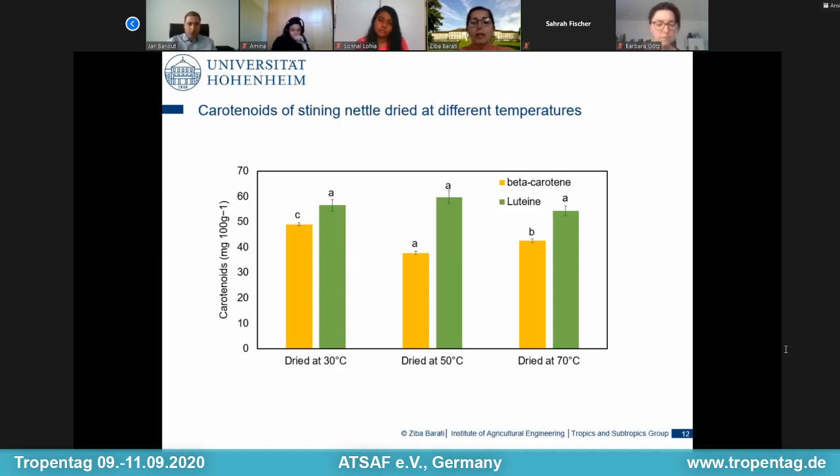The amount of beta-carotene in our study is similar to other studies. In the literature, a range of 25 to 300 milligram per 100 gram was reported. This amount can vary widely due to the harvesting time, weather, and the age of the plants.